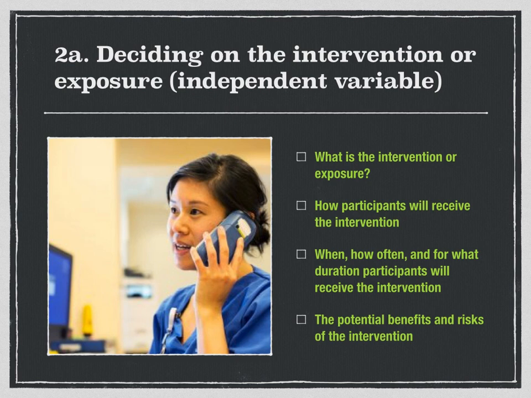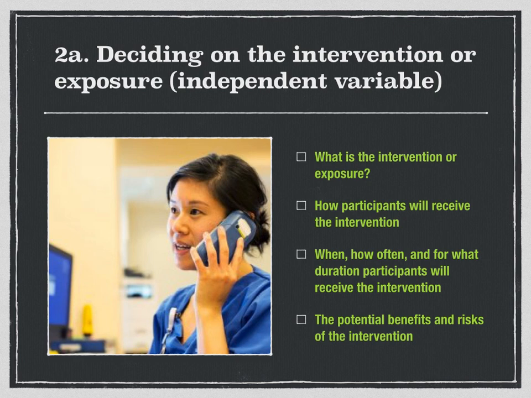Before beginning an experimental study, researchers must clearly describe 1. What the intervention will be, 2. How and where participants will receive the intervention, 3. When and how often and for what duration participants will receive the intervention, and lastly, any potential benefits and risks of the intervention. The last step is extremely important.